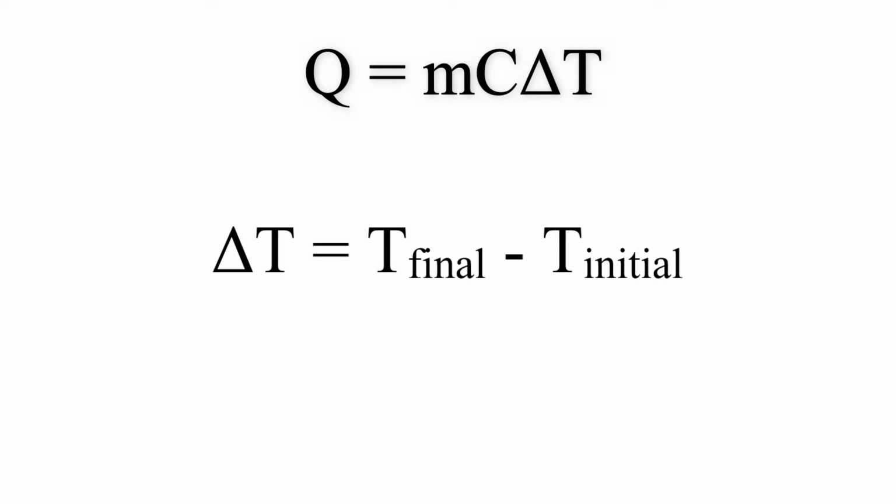A delta value for any quantity is calculated by subtracting the initial value of the quantity from the final value of the quantity. In this case, delta T is equal to T final minus T initial.